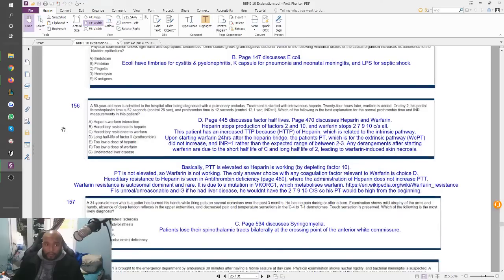156. A 50-year-old man is admitted to the hospital after being diagnosed with a pulmonary embolus. Treatment is started with IV heparin. 24 hours later, warfarin is added. On day 2, his partial thromboplastin time is 52 seconds, and the prothrombin time is 12 seconds.